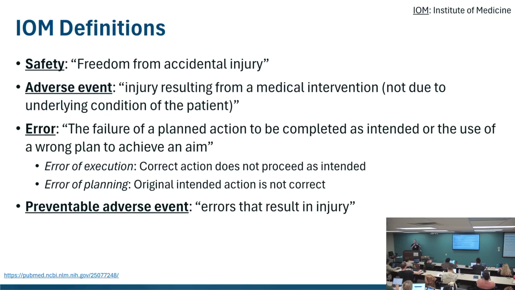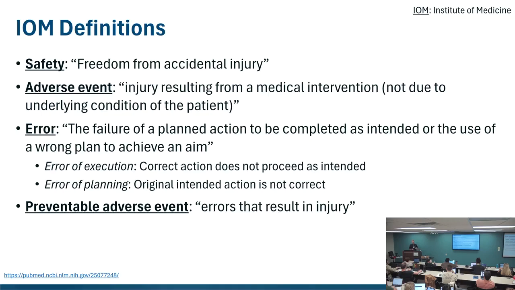So these are in quotes because, since it was so foundational, this is where we get a lot of the definitions that we use today. Safety is freedom from accidental injury. What's important there? Accidental. Intentional injury, meaning like if I poisoned you, is not related to safety necessarily. It is related to me being a criminal at that point. But accidental injury would be something that was not intended.